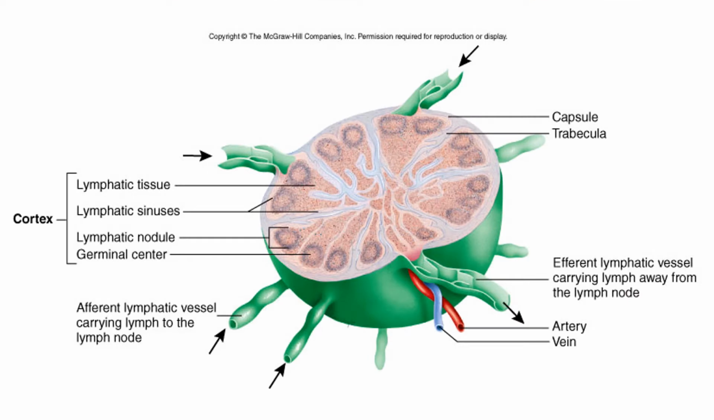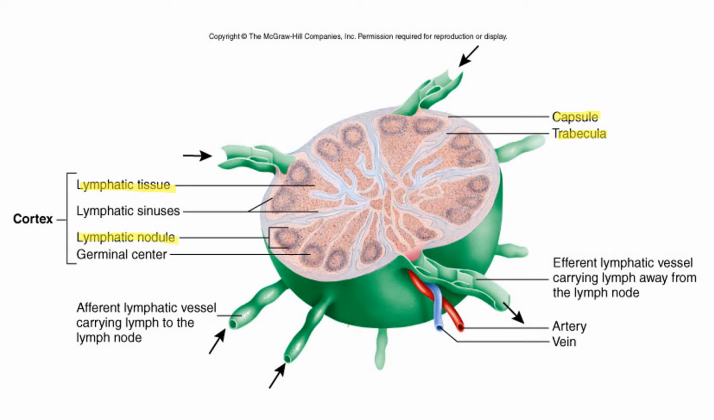This is a cross-section of a lymph node. In this image, you will see that it has a capsule, which is made up of dense connective tissue that surrounds each lymph node. Extensions of it are called trabeculae. They subdivide a lymph node into compartments containing lymphatic tissue and lymphatic sinuses. The lymphatic tissues consist of lymphocytes and other cells that can form dense aggregations of tissue called lymphatic nodules.